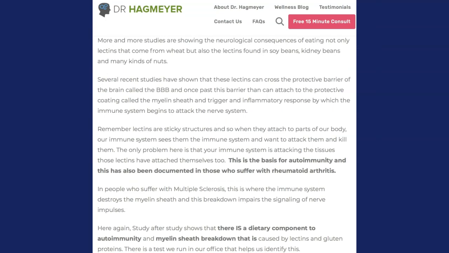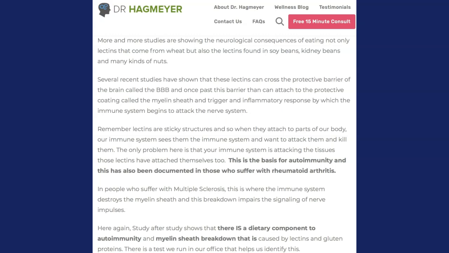More and more studies are showing the neurological consequences of eating not only lectins that come from wheat, but also the lectins found in soybeans, kidney beans, and many kinds of nuts. Remember that lectins are sticky structures, and so when they attach to parts of your body, our immune system sees them and wants to attack them and kill them. The only problem is that your immune system is attacking the tissues those lectins have attached themselves to. This is the basis for autoimmunity, and this has also been documented in those who suffer with rheumatoid arthritis.